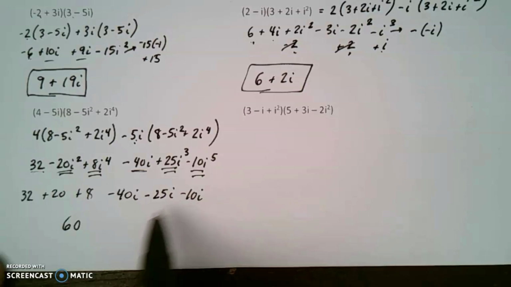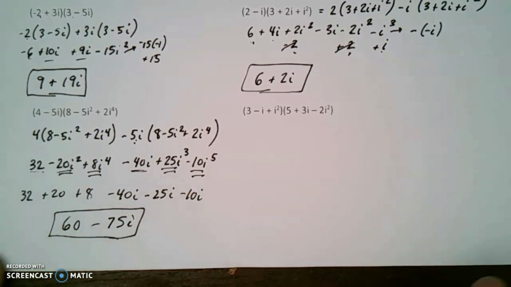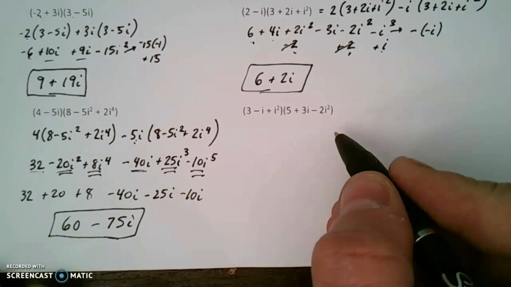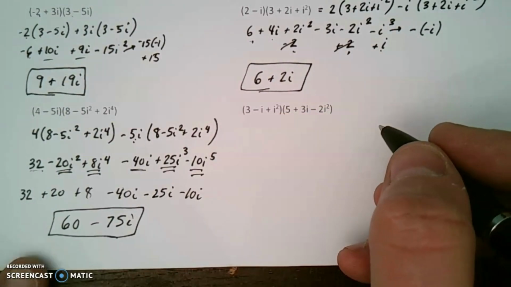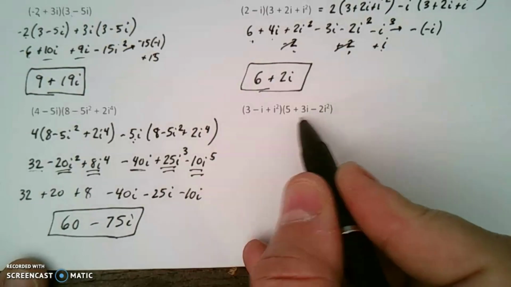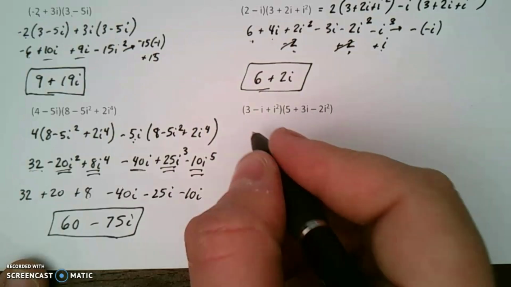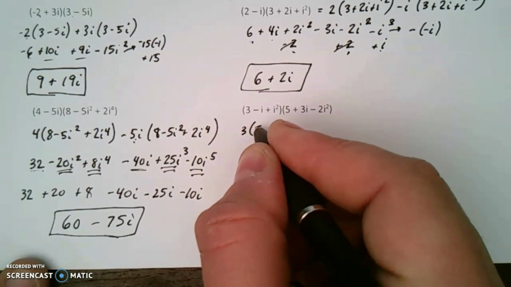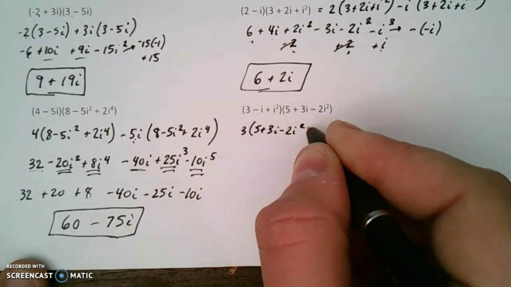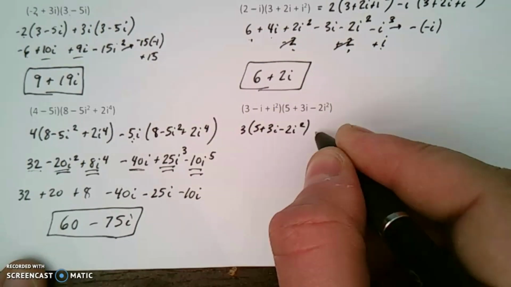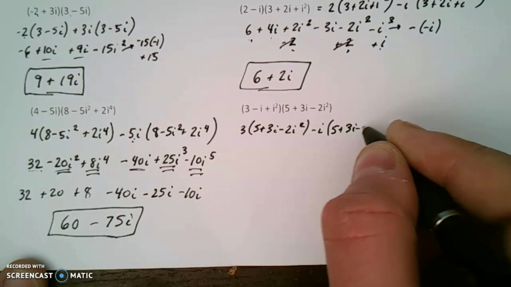One more example. This is a trinomial times a trinomial. This one's pretty lengthy, but what you're going to do is distribute this 3 to everything, then distribute this i to everything, and then distribute this i squared to everything. So you're going to end up with 3 times 5 plus 3i minus 2i squared, then minus i times 5 plus 3i minus 2i squared, and then finally plus i squared times 3 minus i plus i squared.